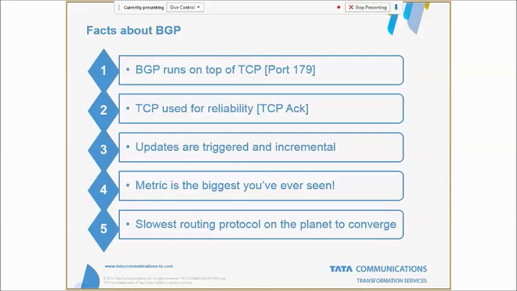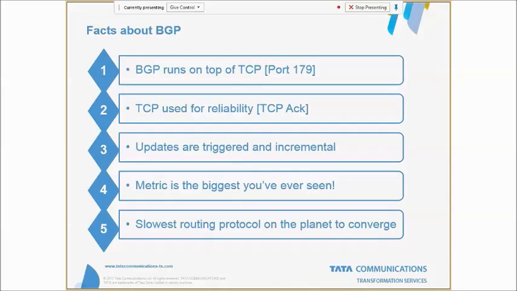The facts about BGP. BGP uses TCP services, port number 179, both to route the packets as well as for reliability. Updates are triggered and incremental. Unlike in RIP, network updates are not periodically sent in BGP. Only when a network change happens is it used to indicate the network changes to its peers.